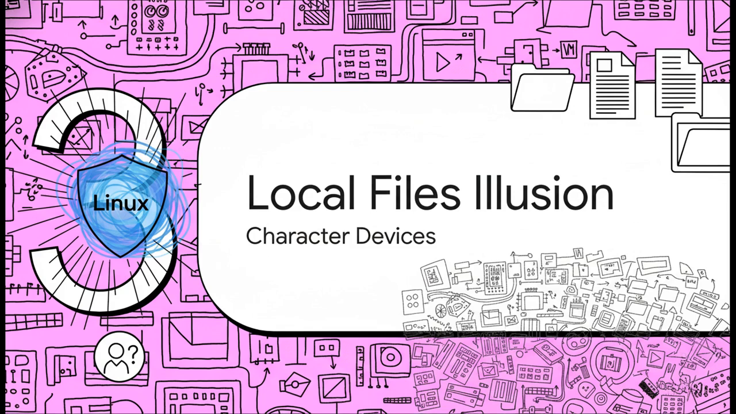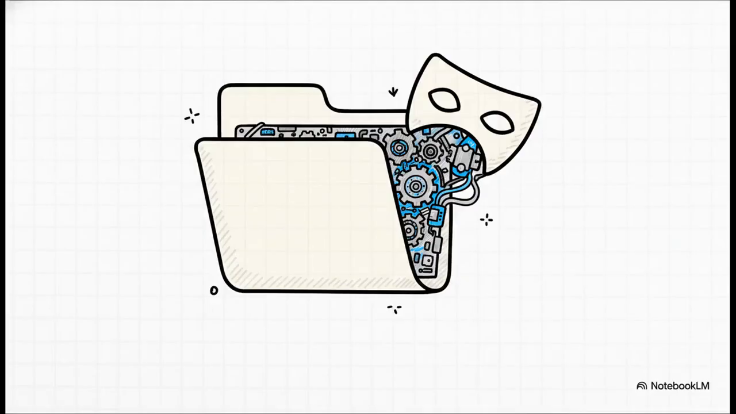All right, part three, the illusion of local files, character devices in user space. So Linux intentionally hides all of this absolute chaos, the memory mapping, the CPU interrupts, from us in user space. It sets up these brilliant illusions called character devices.